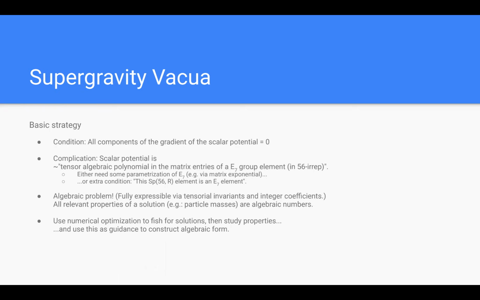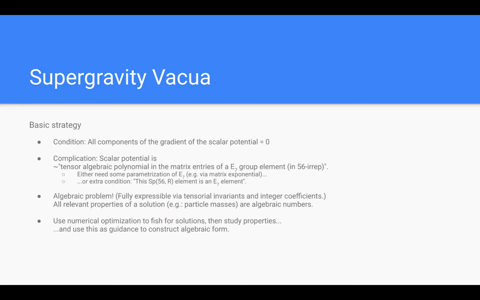We've seen that the complication here is that the scalar potential is a complicated tensor algebraic polynomial in the matrix entries of an E7 group element. So we either need some parameterization of E7, such as via matrix exponential, or perhaps another algebraic condition. And we can embed E7 into SP56. And so we would need an extra condition that tells us that this particular SP56 element then is an E7 element. But really the point here is that we can do this algebraically.